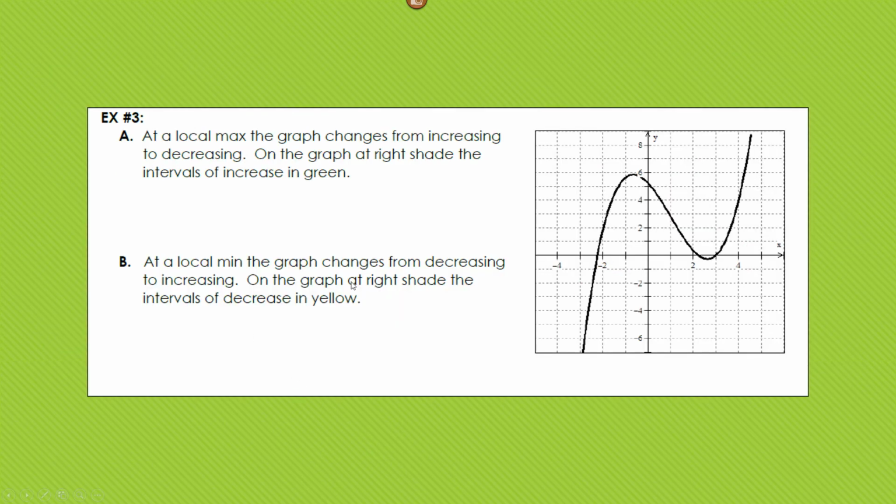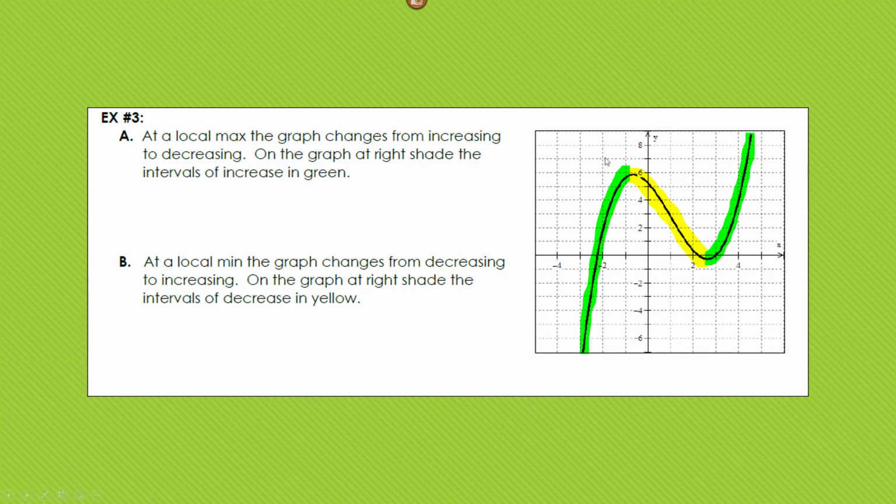Let's talk a little bit about maxes and mins. It says at a local max, the graph changes from increasing to decreasing. On the graph at the right, they want us to shade the intervals of increase in green. It was increasing here, because as we go from left to right, I can see that the graph is going up. And then it also increases from here to here, so I've shaded that part in green. And we've got decreasing from here to here.